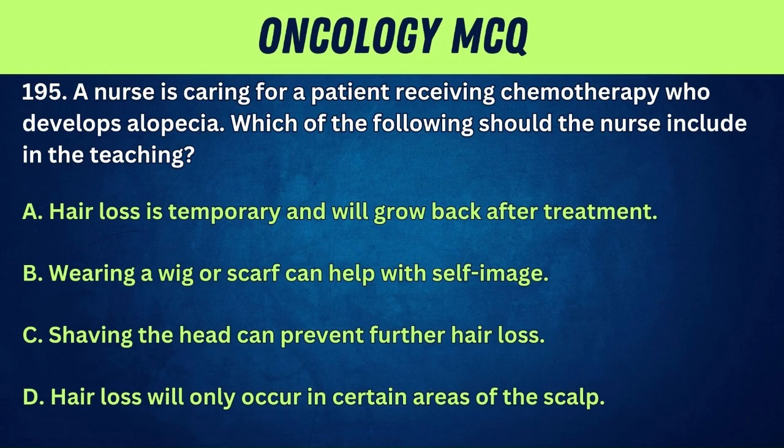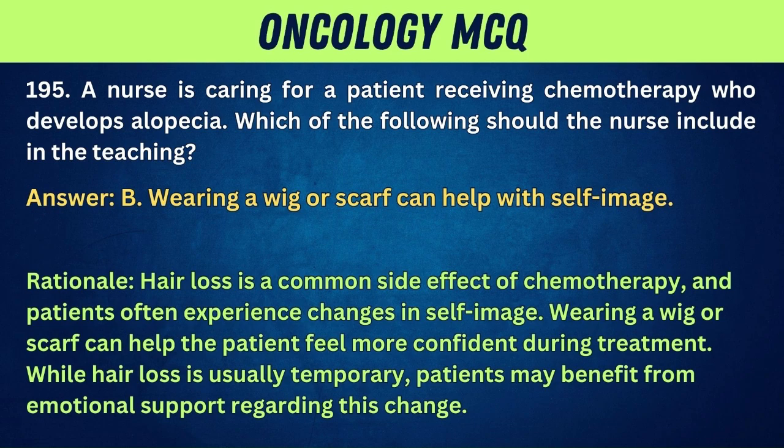195. A nurse is caring for a patient receiving chemotherapy who develops alopecia. Which of the following should the nurse include in the teaching? A. Hair loss is temporary and will grow back after treatment. B. Wearing a wig or scarf can help with self-image. C. Shaving the head can prevent further hair loss. D. Hair loss will only occur in certain areas of the scalp. Answer: B. Wearing a wig or scarf can help with self-image.